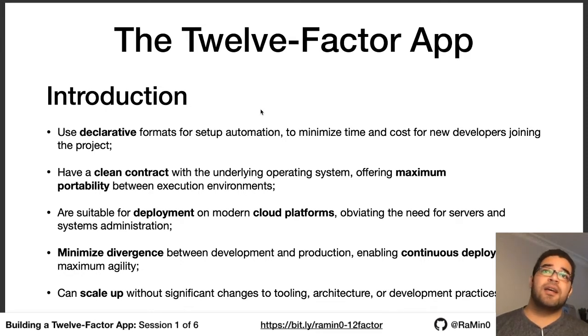The 12 factors also try as much as possible to minimize the difference or the divergence between your local development environment and the production environment. It also helps to enable what we are going to discuss in a couple of minutes, the continuous deployment for your apps. And it also allows you to easily scale up your apps without having to worry about any tools or architectures or anything else. It lowers the things you have to worry about whenever you need to scale up your apps.